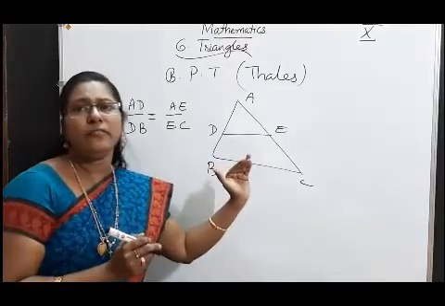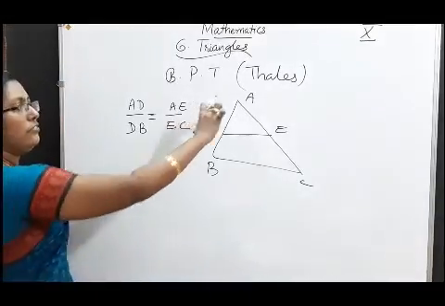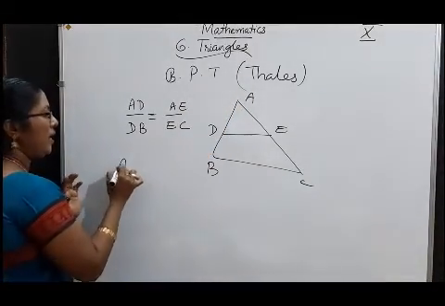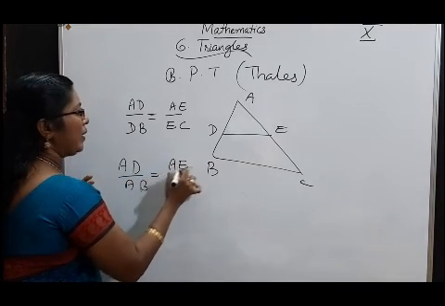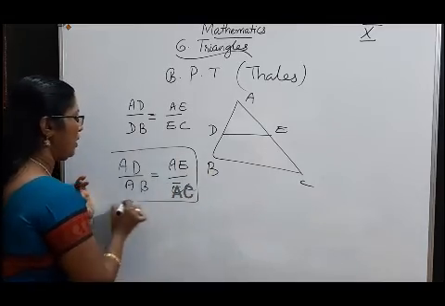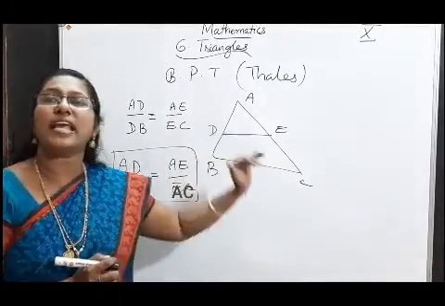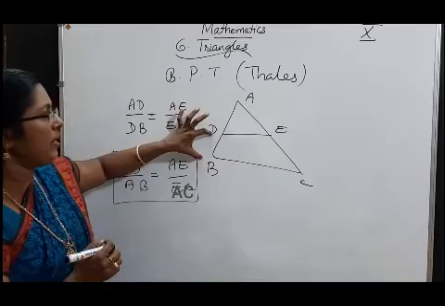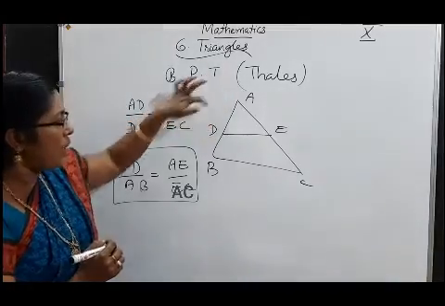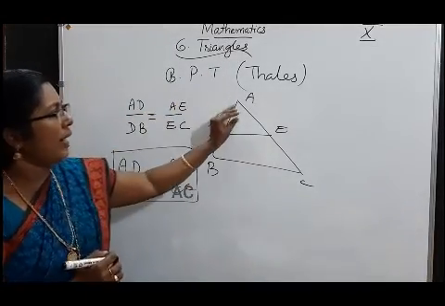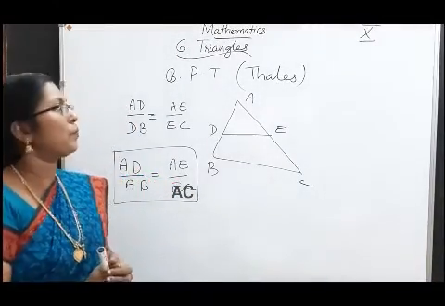By using this theorem, we can write one more result, which is also important. The first part divided by the whole: AD by AB equals AE by AC. The theorem says the other two sides are divided in the same ratio, that means AD by DB equals AE by EC. The result says AD by AB equals AE by AC. Okay, clear?